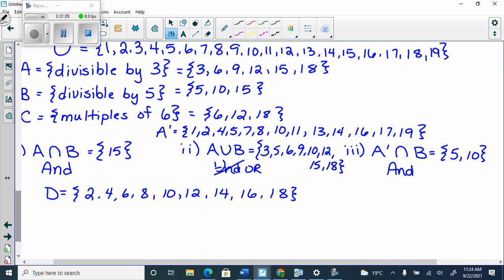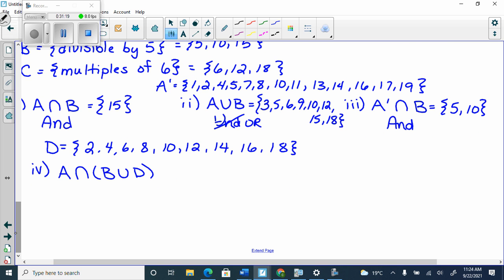And I want A and B or D. What do I always have to do first? Even in order of operations, what do I have to do first? It's called BEDMAS for a reason. What do I have to do first? Yes, brackets. So I have to do the brackets first. So off to the side, I'm going to have to do B or D.